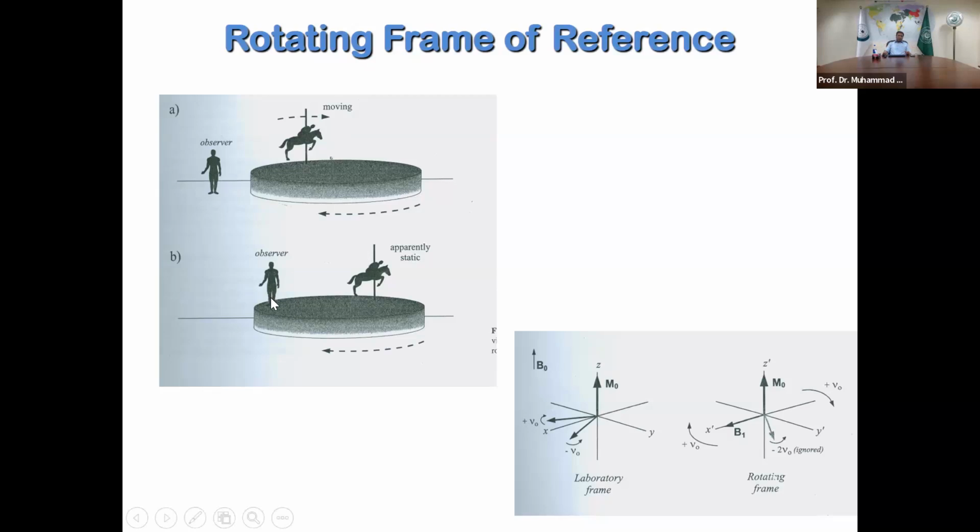But if you jump onto this merry-go-round, everything is still for you. You can talk to any one of them, and you know exactly which child is sitting on which animal. This is the kind of system which is called a rotating frame of reference. When you are part of the system, then you would be able to see the difference of velocity.